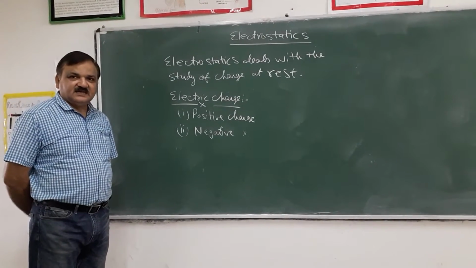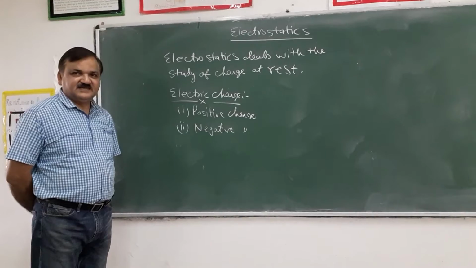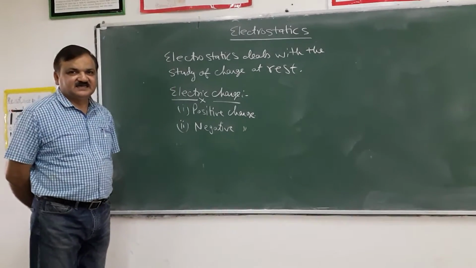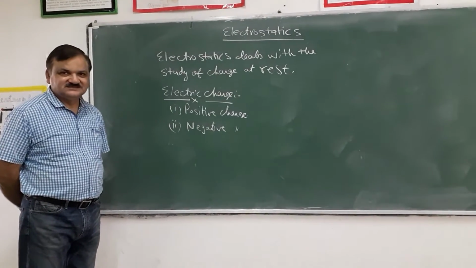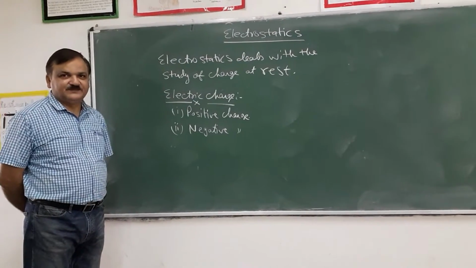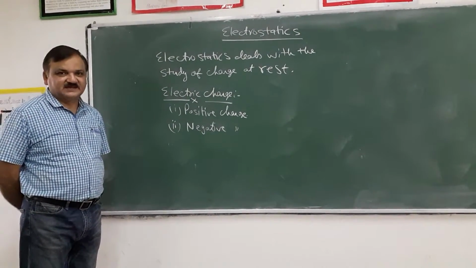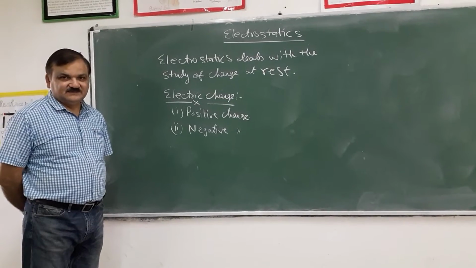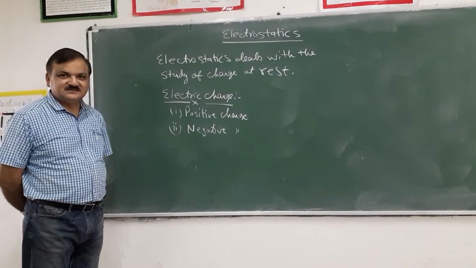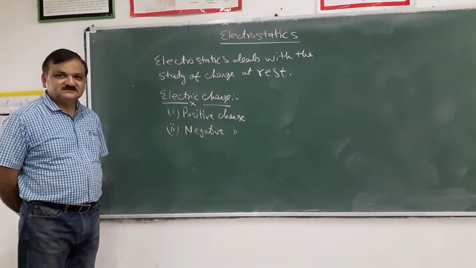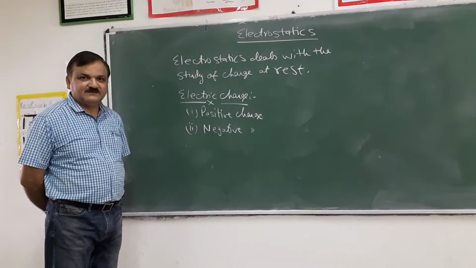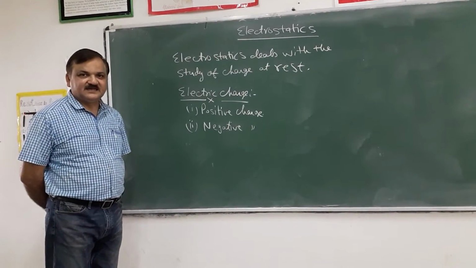When a glass rod is rubbed with silk, then the glass rod develops positive charge and silk develops negative charge by convention. Similarly, when a plastic rod is rubbed with silk, then the plastic rod will develop negative charge and silk will develop positive charge. These are just by convention.